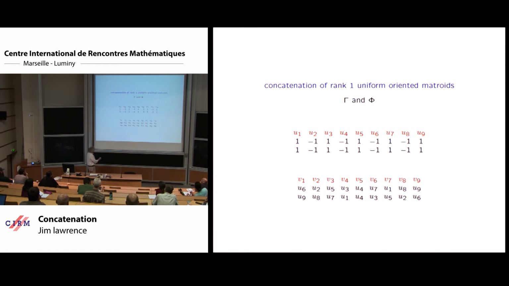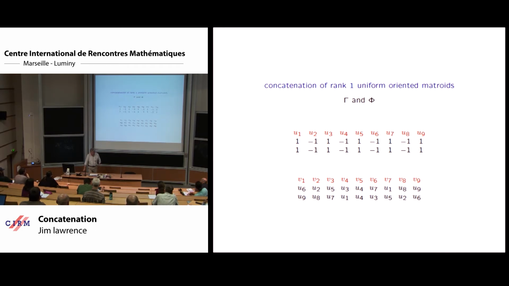And on the bottom row, underneath V3, V4, V5, we see U1, U4, U7. They form a circuit. So the union of those two is V1, V2, V3, V4, V5. That's a circuit. And so we get circuits that way. And we've changed the order. So this one's not in gamma.